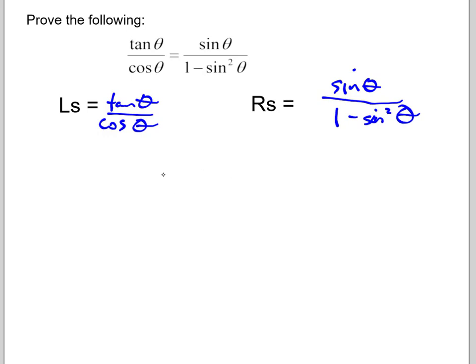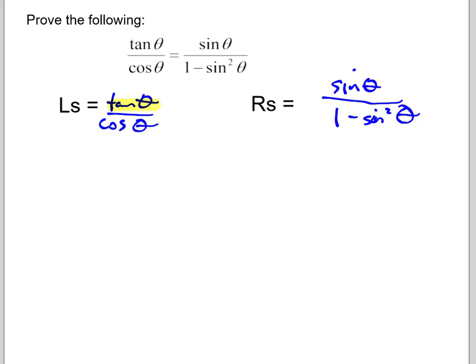So before you start, you want to do a little bit of thinking, because a little bit of thinking goes a long way with these. If I compare the left side and the right side, we can see very quickly that the left side has a tan in it, but the right side does not have a tan. So in the interest of trying to move this forward, I need to get rid of that tan. And then everything will be written in terms of sine and cos. Okay, so let's try that.